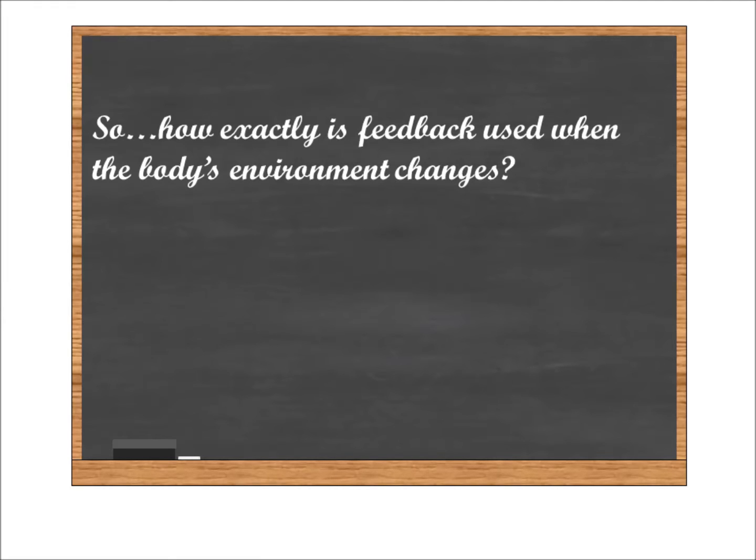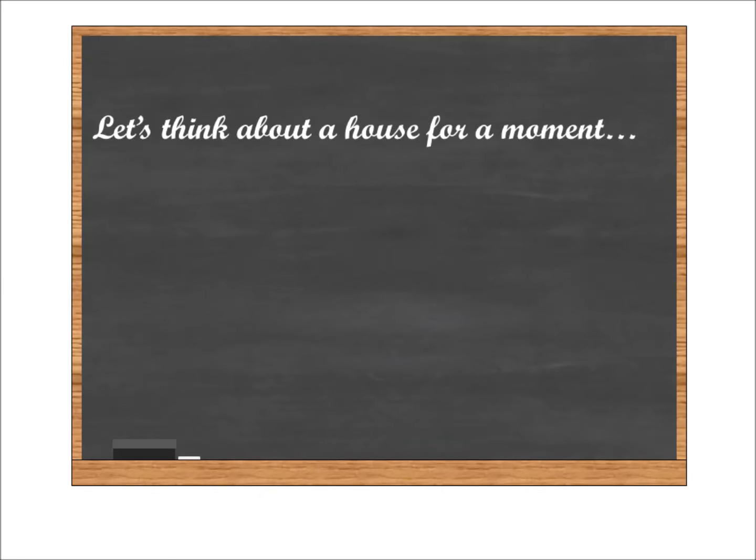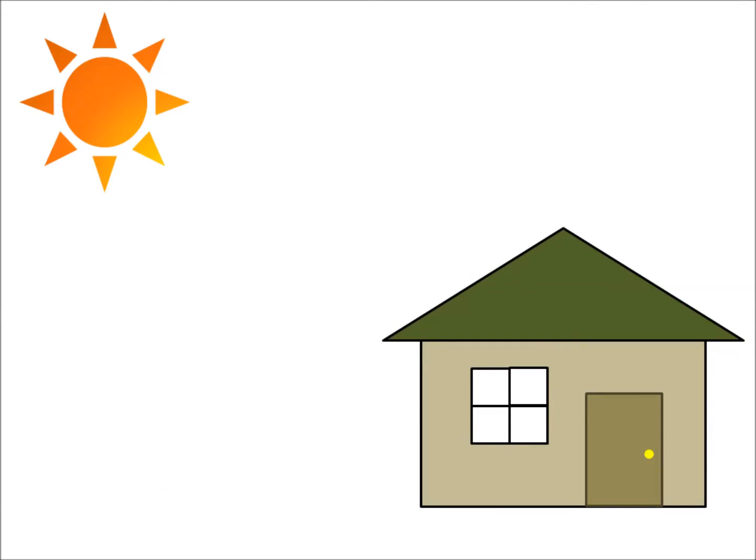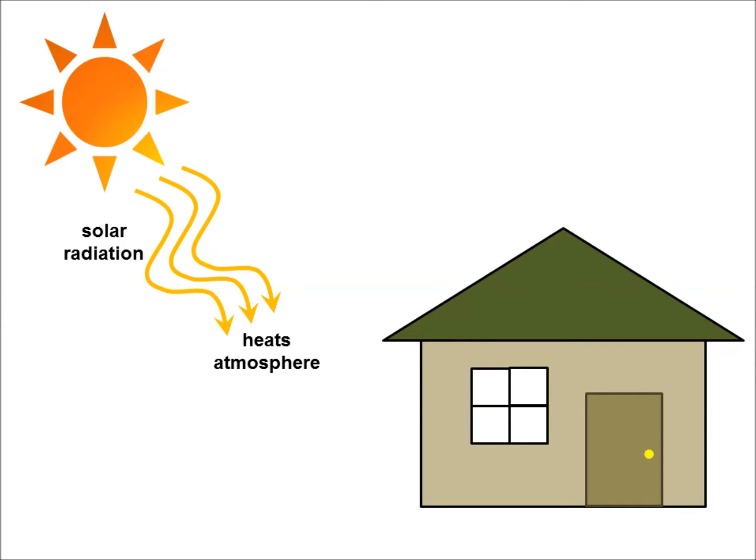To make this a bit easier to think about, let's start with something that's not the human body. Let's start by thinking about a house. I want you to imagine a house on a warm summer's day, in which radiation from the sun is heating up the atmosphere, and the atmosphere heating up is transferring its heat into the house and causing the air within the house to increase in temperature. We have here a very simple example of an external environmental change, a warmer atmosphere outside the house, causing an internal change, a warmer atmosphere inside the house.